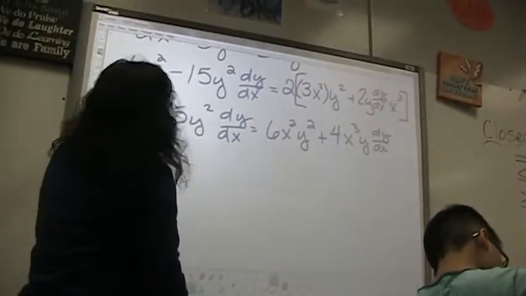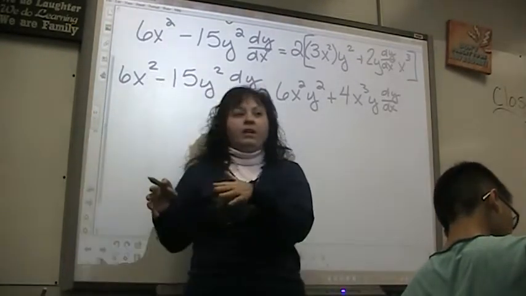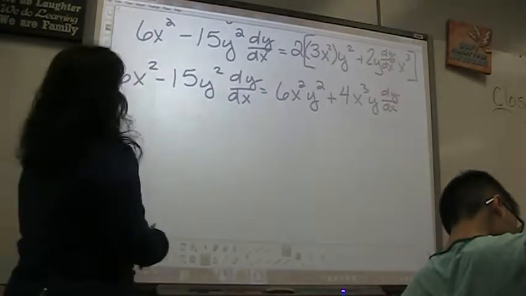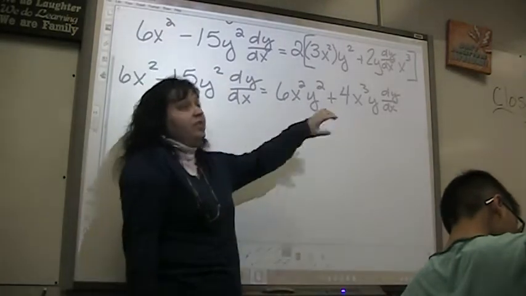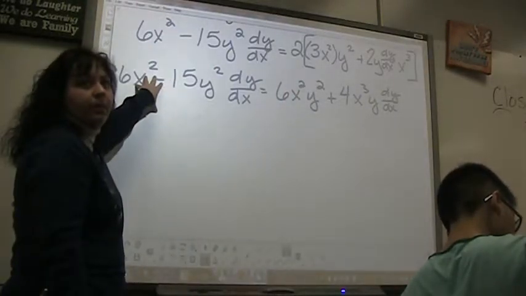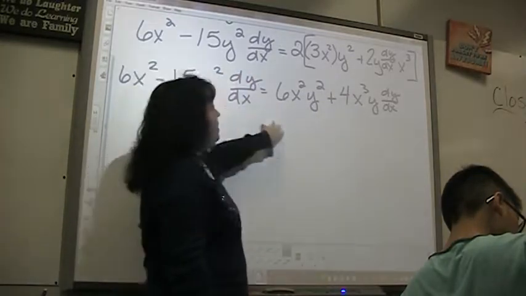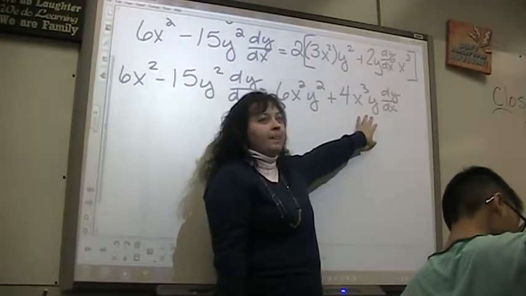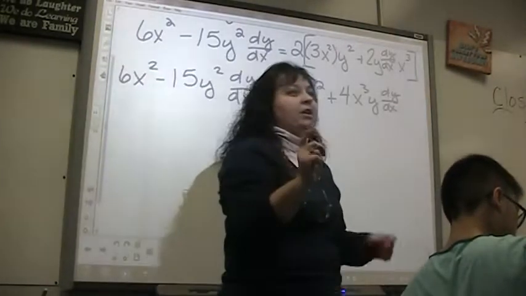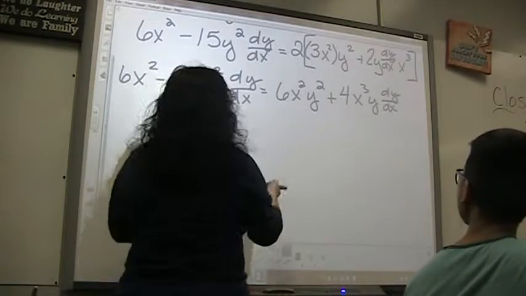Okay, now this is the point we separate our dy dx from the non-dy dx's. I made the decision to move 6x squared y squared over here, and then move the 15y squared over there. Do I need to show my minus sign or can I do that? Just add 15y squared.